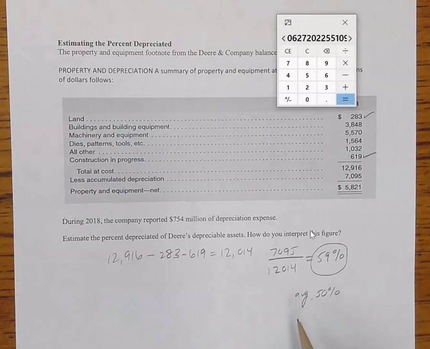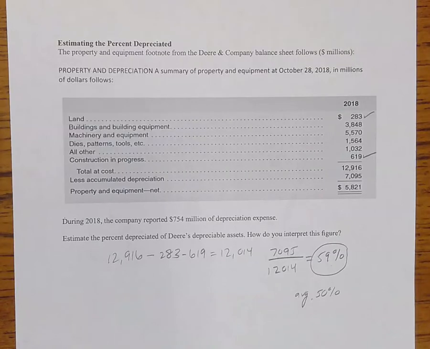What we can say about this figure is essentially that our assets are starting to get a little bit old, and that is potentially troubling because we might fairly soon start having to replace that equipment, and of course that costs a lot of money. So anyway, 59%, a little bit high, and it could be an indicator that we are going to have to expend large sums of money on some of these depreciable assets in the near future.